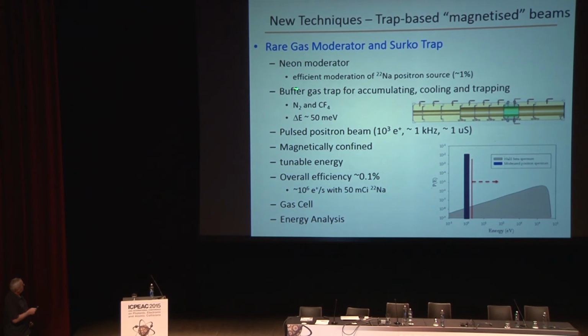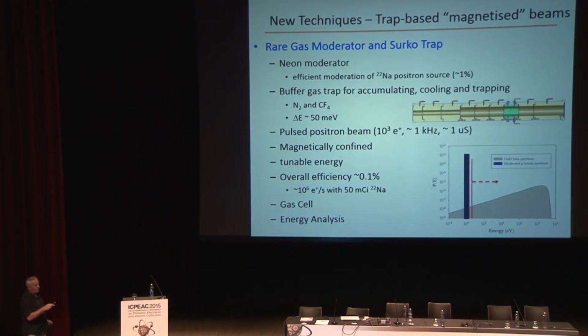Typically these traps use a sodium-22 positron source, and the energy spectrum from sodium-22 looks something like this. It's over many hundreds of kilovolts, all the way up to almost 1 MeV. So the positrons can be emitted from sodium-22 anywhere in this spectrum.